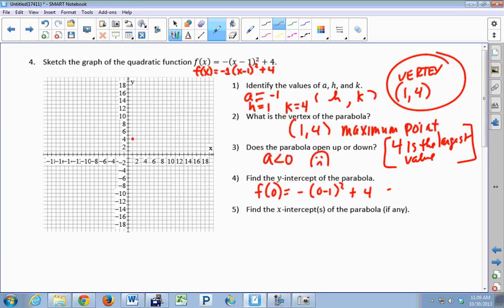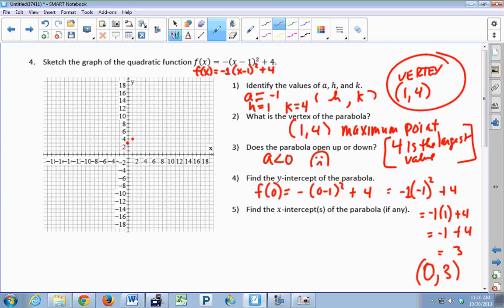X equals 0, so we've got negative, and inside the parentheses we got -1 that's squared, so don't lose your negative signs now. You got the negative on the outside, which is -1 multiplying whatever's being squared, then you add 4. So we've got -1 squared is 1. We get -1 times 1, that gives us a -1 plus 4, so we get 3. So when x is 0, y is 3. So we put a point right there, 0, 3.